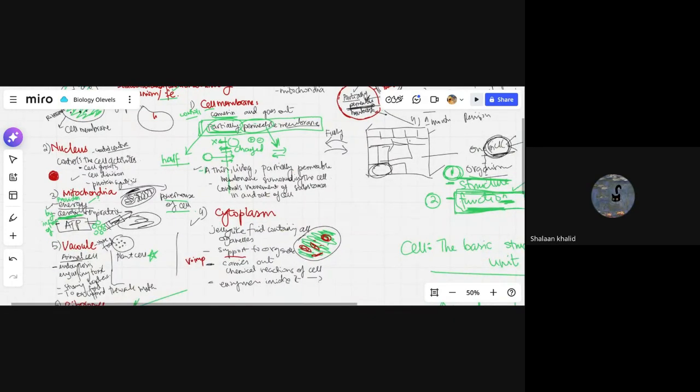Controls cell activity, cell growth, cell division, and protein synthesis. Okay, very good. Excellent.